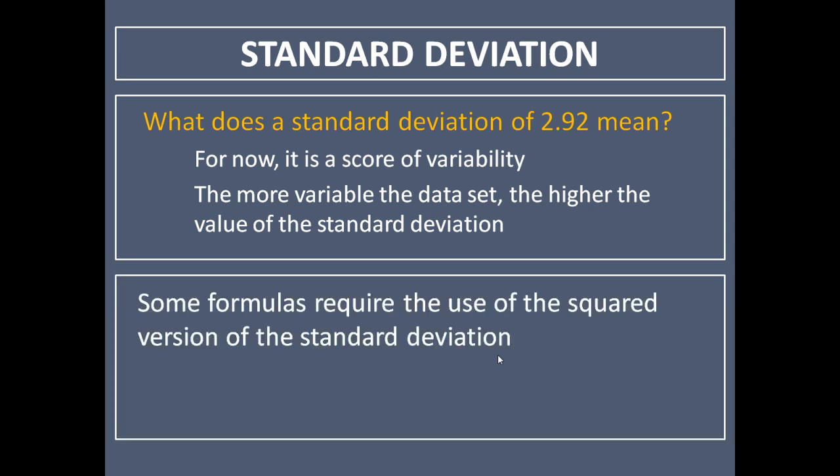Some formulas that we may use later in this course may use the squared version of standard deviation. That squared version of the standard deviation is called the variance. So because it is the standard deviation squared, we use the exact same symbol that we did for population standard deviation and sample standard deviation. We simply square it to get the population variance or the sample variance. And really the only thing we would have done differently in our calculation in the last example we did is we would not have taken the square root. We would have simply had a sample variance of 8.5.